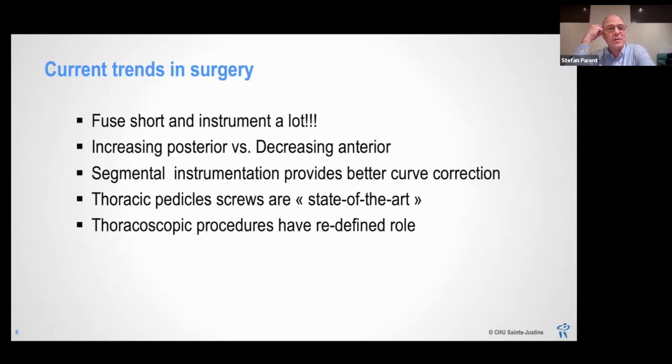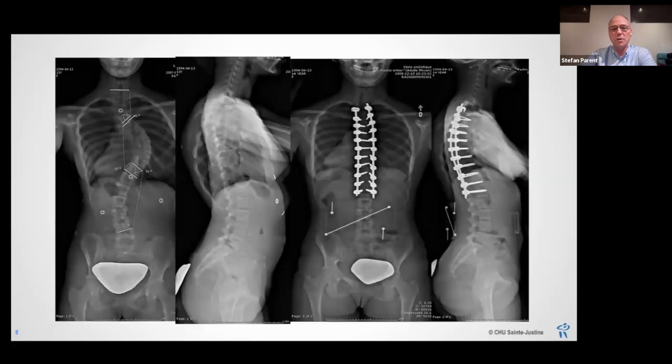The current trend in surgery is to try to fuse as short as possible, but relying on a lot of instrumentation to get to that goal. There's increasing posterior versus decreasing anterior procedures. Segmental instrumentation gives you very good correction. Thoracic pedicle screws are now state-of-the-art, and thoracoscopic procedures have a redefined role. We'll go into this as we go through the cases here.